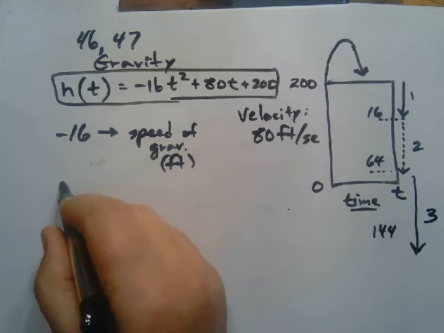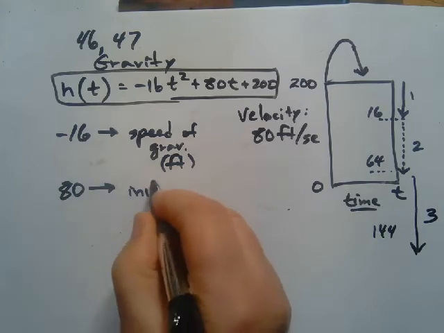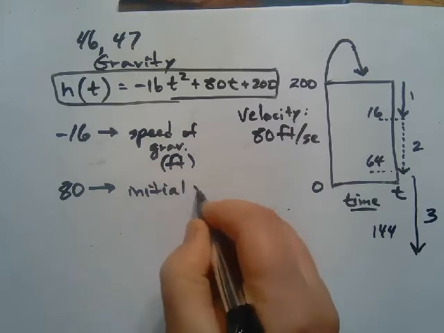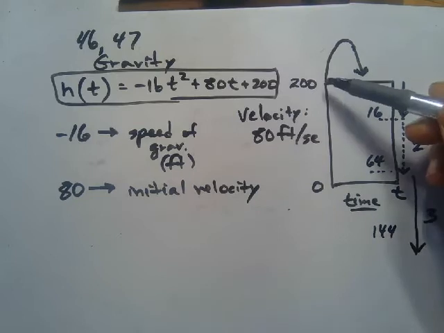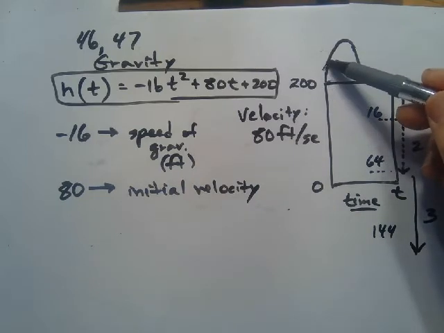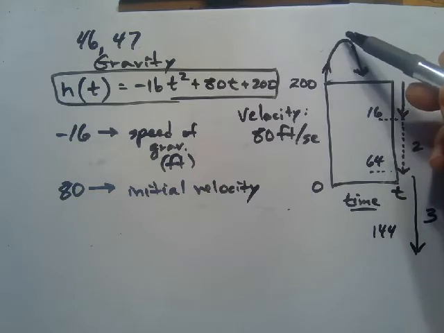The number 80 here happens to be what's called the initial velocity. The initial velocity, and that's what they told us, was that they shot this thing off at a certain speed up in the air. The initial velocity, 80 feet per second.